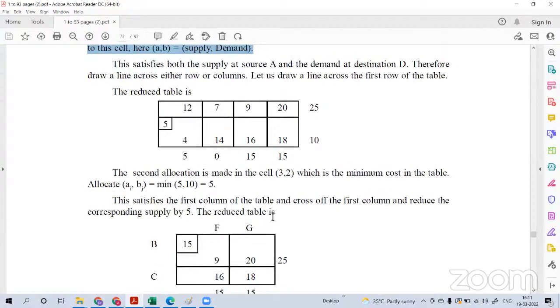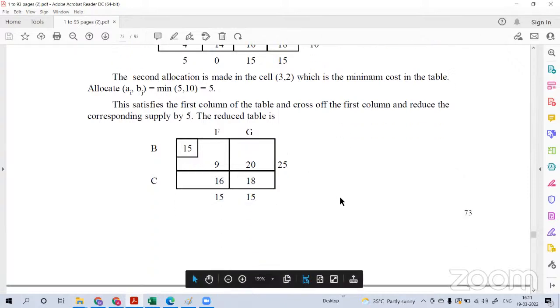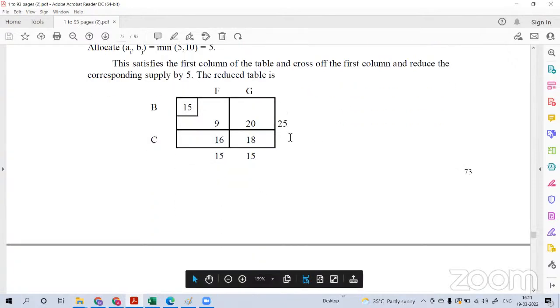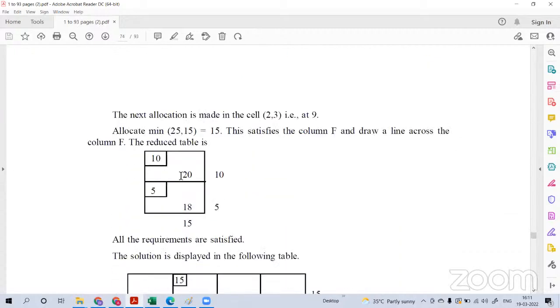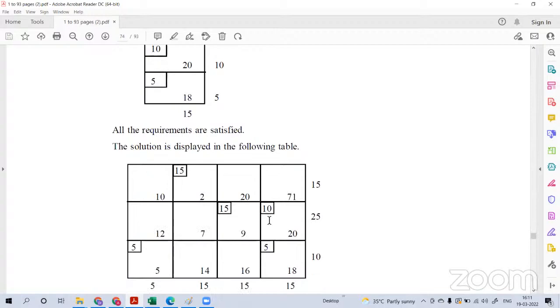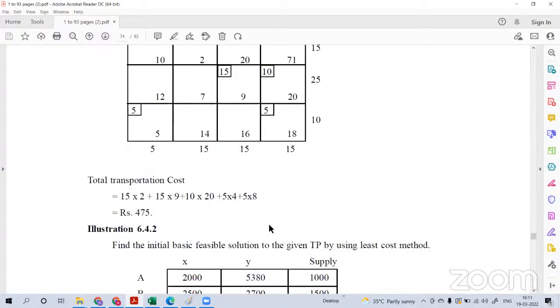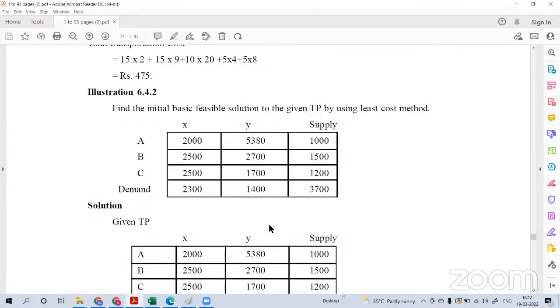Then coming to the 25, it means 5 is already allotted, so we can take the remaining. Next I will allot the minimum of supply and demand. Whichever is the minimum will be allotted. So this method is called the least cost method, the lowest cost method.